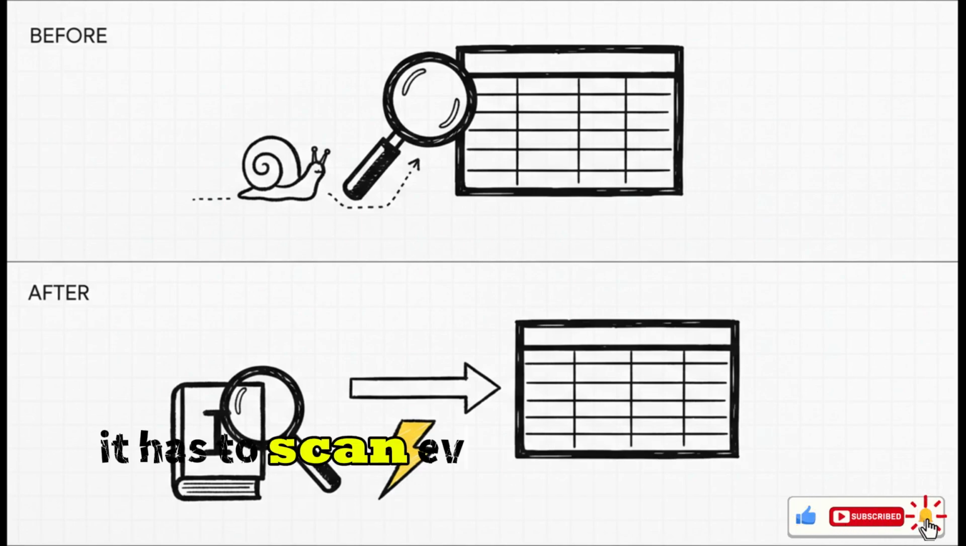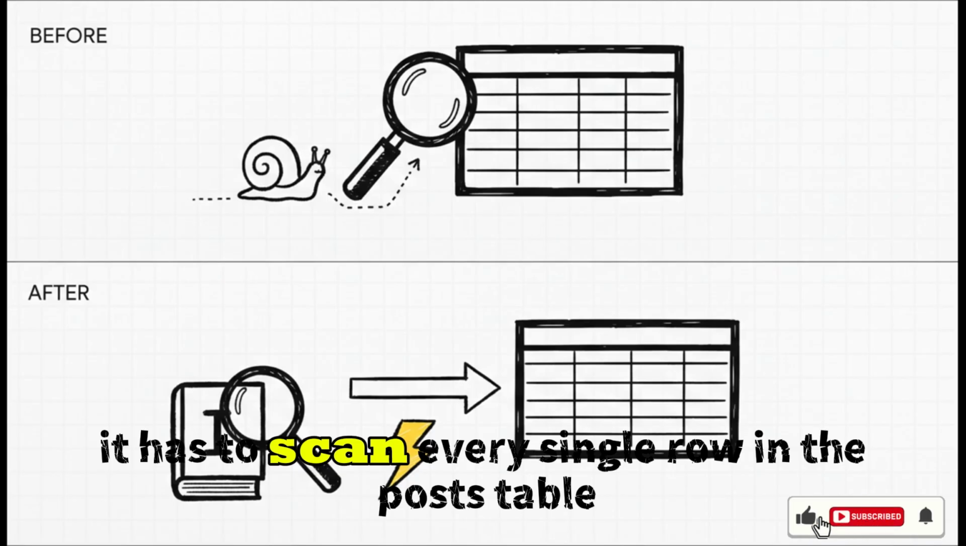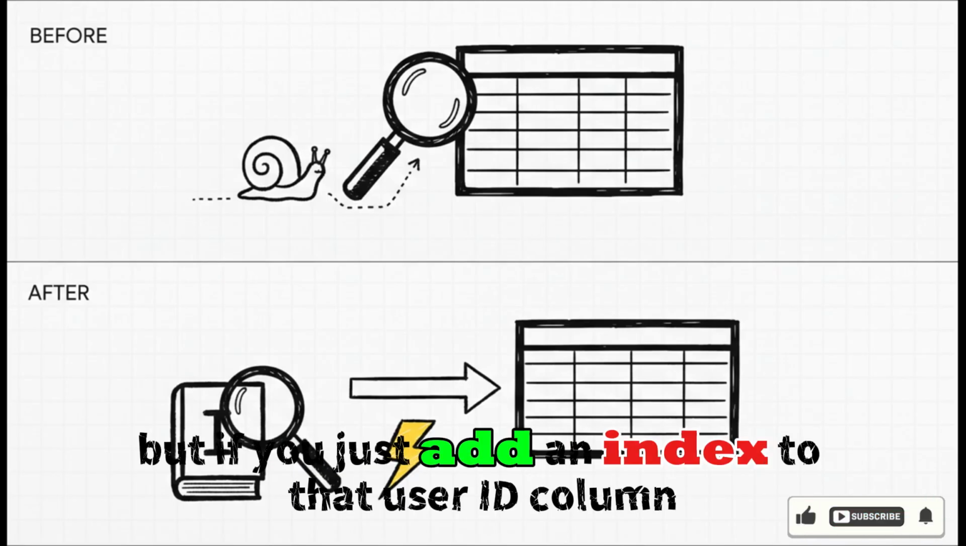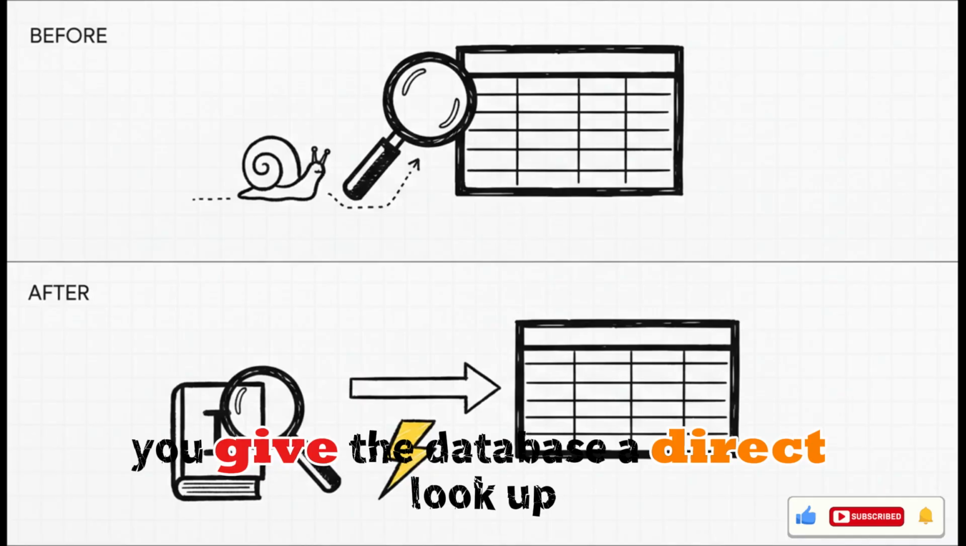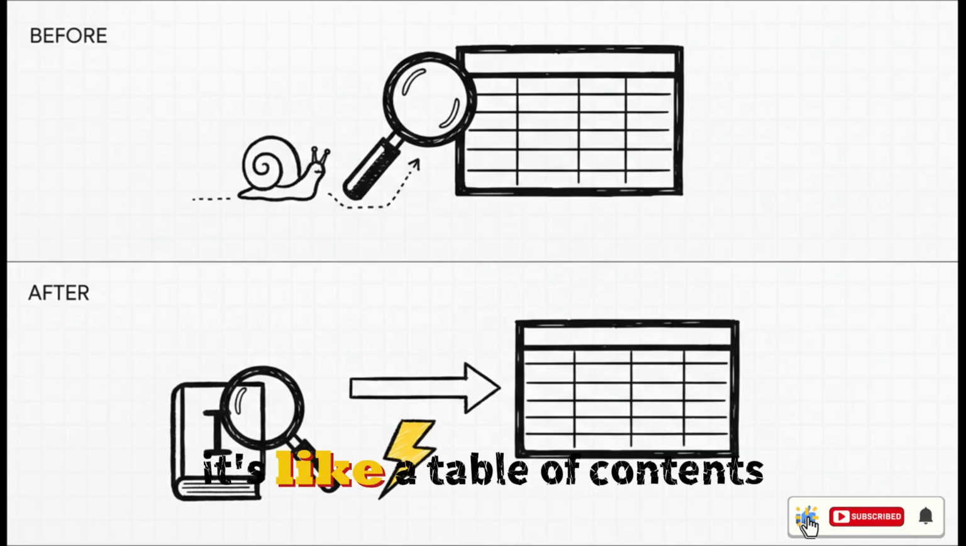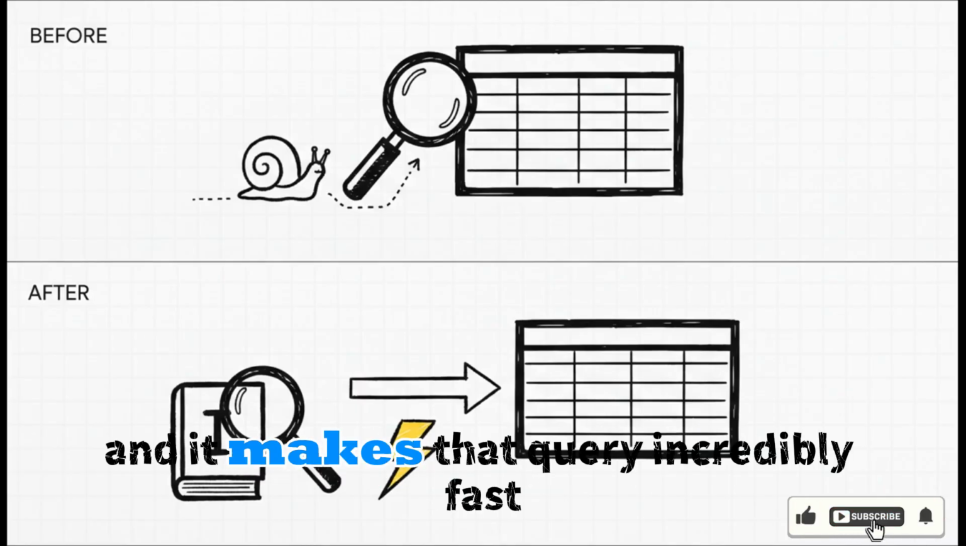Without an index, it has to scan every single row in the posts table. But if you just add an index to that user ID column, you give the database a direct lookup. It's like a table of contents, and it makes that query incredibly fast.